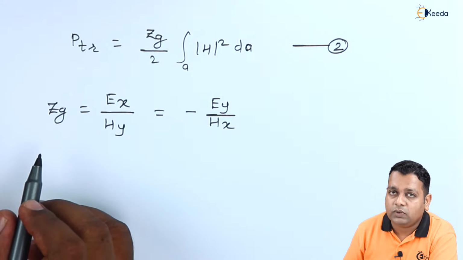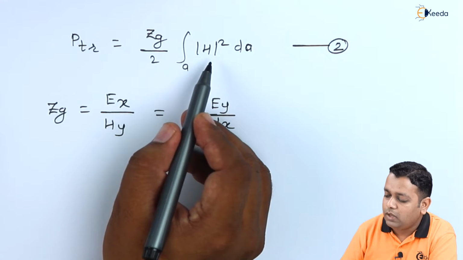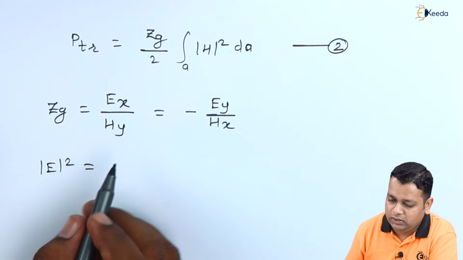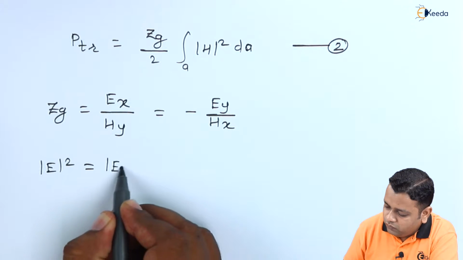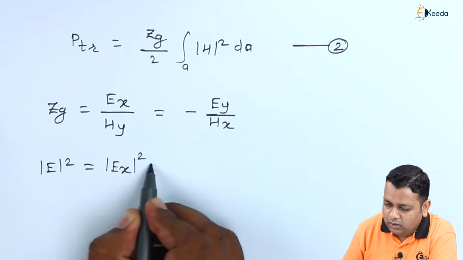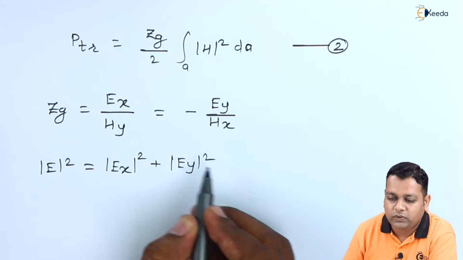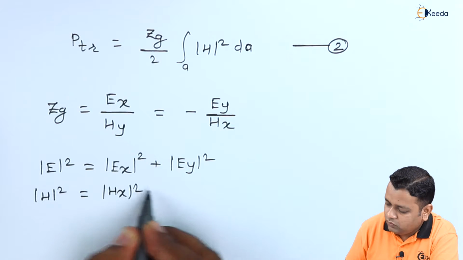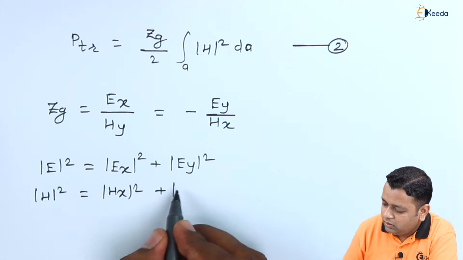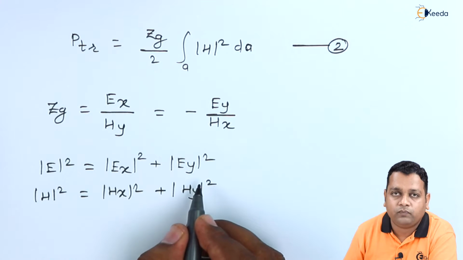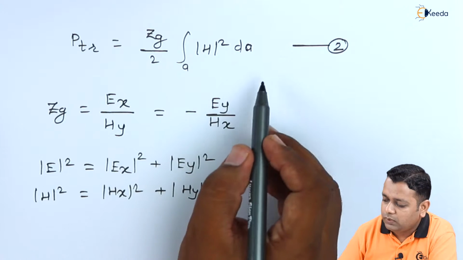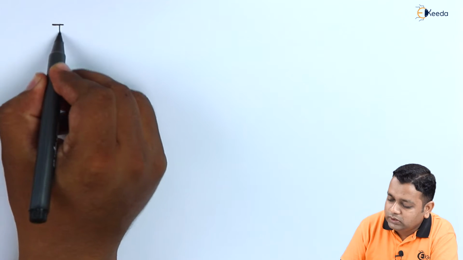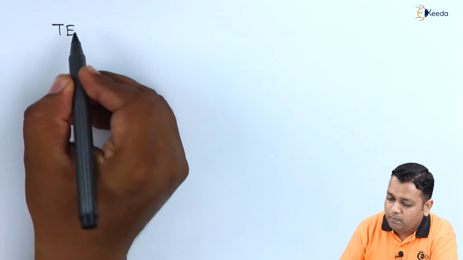We have represented in equation number 2 this one and the previous in terms of mod of E squared here. So mod of E squared is represented as mod Ex squared added with mod Ey squared in general, and similar is the case for mod H squared, which is equal to mod Hx squared added with the mod squared of Hy here. So these are the two substitutions we can make into the previous two forms of equation number 2 here. Now we have the knowledge of the transverse electric mode as well as the transverse magnetic mode.